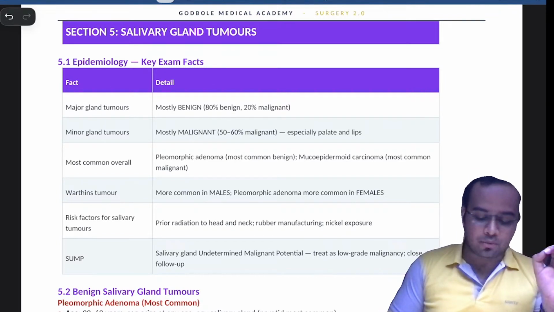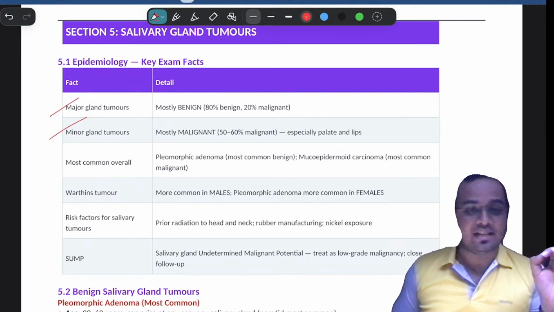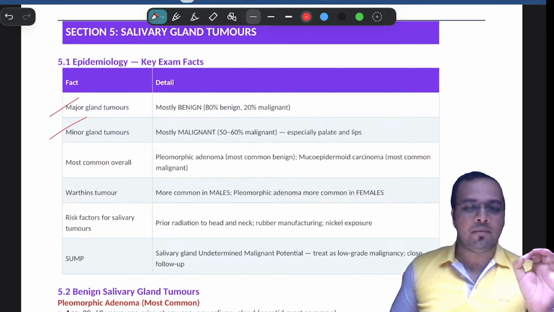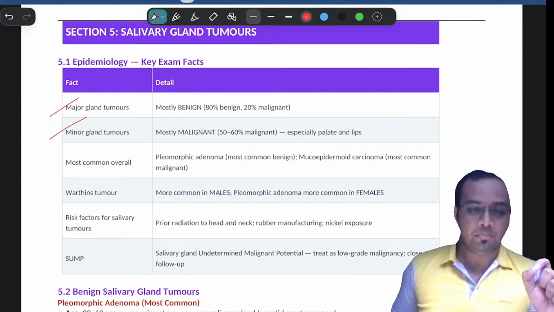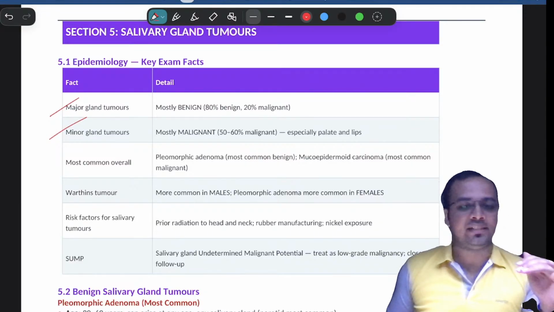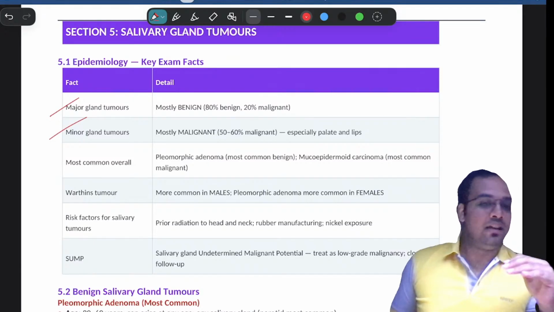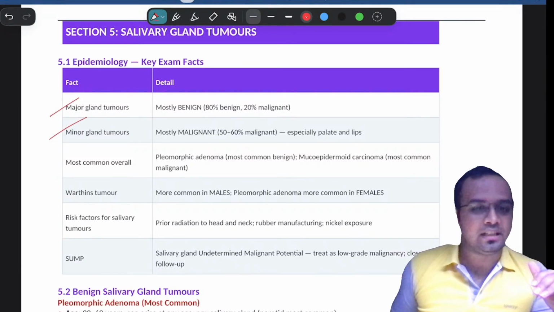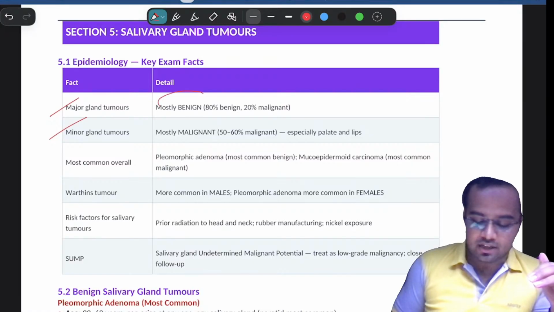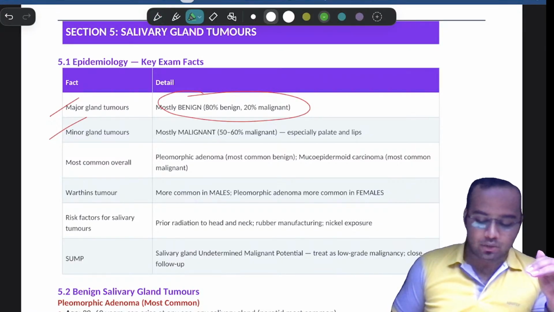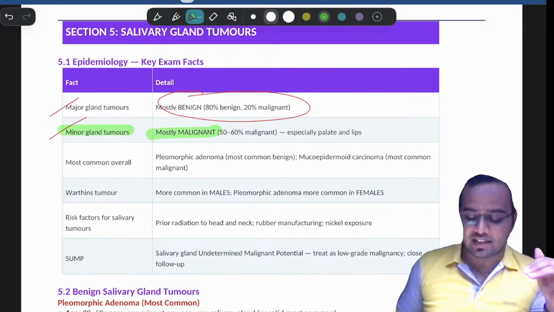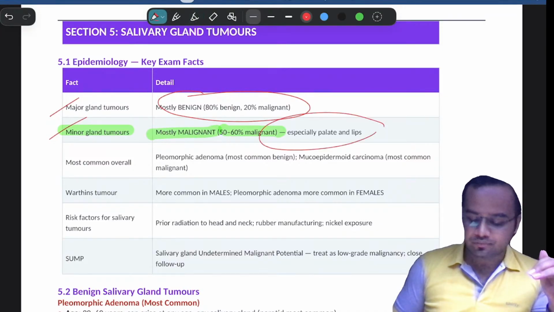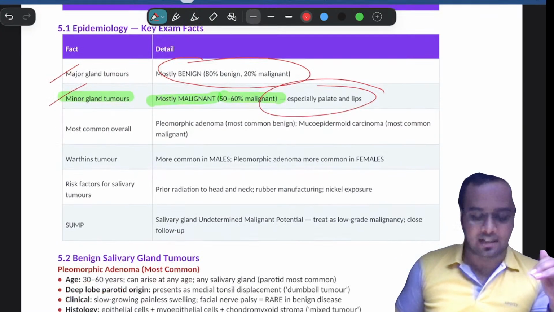So salivary gland tumors can broadly be divided into major gland tumors and minor salivary gland tumors. Always remember that in a house, the major person, the elder brother or elder sibling, is always considered to be quiet, but the small kid is going to be notorious. Same is the problem here. So the major salivary glands are going to have 80% of the benign tumors, and the malignant tumors are going to come from the minor salivary glands. Almost 60% of them are going to be malignant, and they are going to be formed specifically at the hard palate and at the lips.